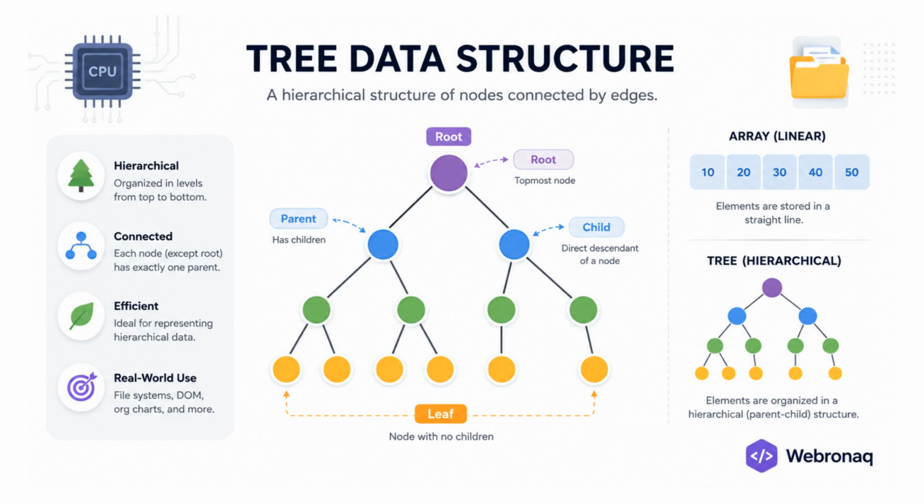Now here's the interesting part. Trees exist because many real-world problems are naturally hierarchical. File systems, website menus, organization charts, HTML documents, game scenes, even AI decision systems all behave more like branching structures than flat lists. And once you notice that pattern, you start seeing trees everywhere in computing. In the next slide, let's look at why computers actually prefer trees for many operations.